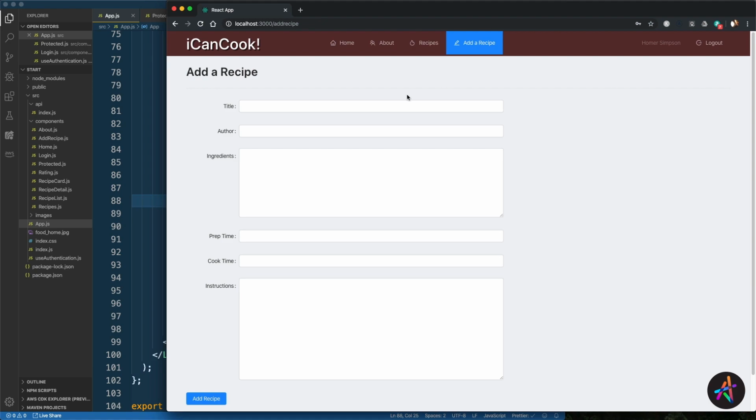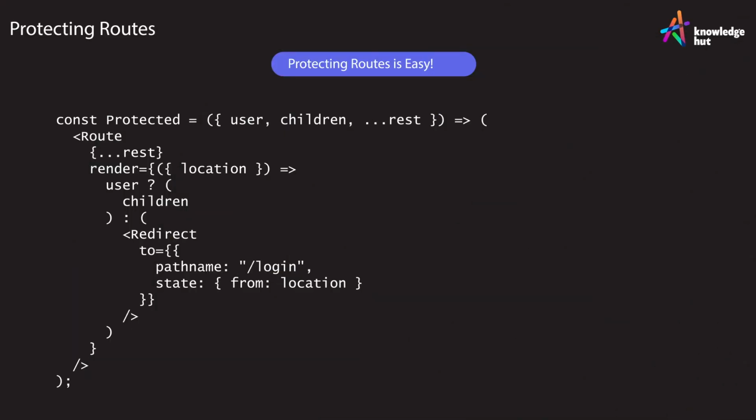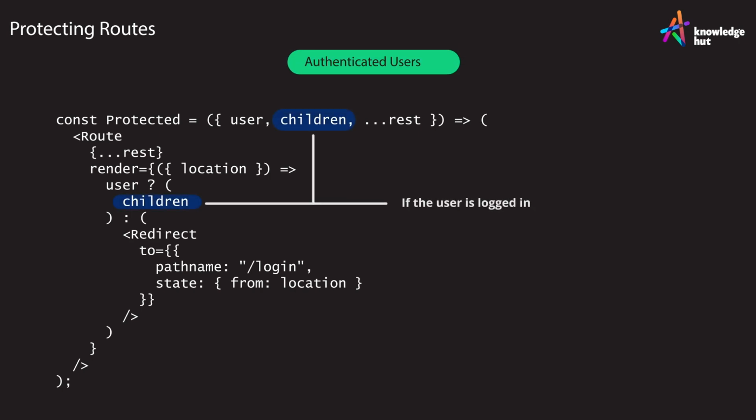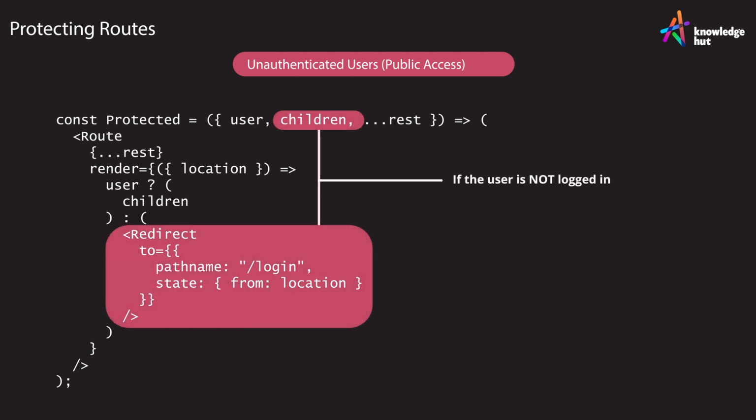And while on this page, if I hit logout, I'm redirected to the login page. Perfect. As you saw in this video, protecting a route is as simple as monitoring your authentication system for the presence of an authenticated user and rendering the components that represent protected areas in the app. If, however, the user is not logged in, we declaratively redirect the user to the login page.